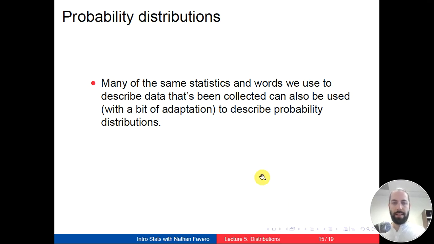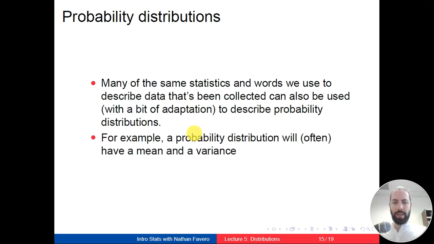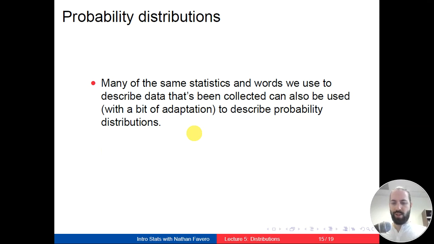Many of the same statistics and words are going to be used to describe the two types of distributions, a probability distribution versus a distribution of data. And so because of that, it's often not going to be super obvious what the distinction between a probability distribution and a distribution of data is. That's why I spent so much time in this lecture trying to explain exactly what that difference is.